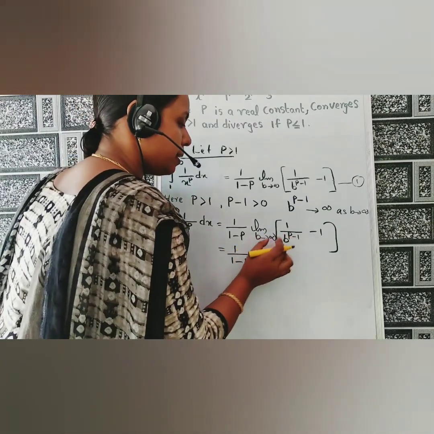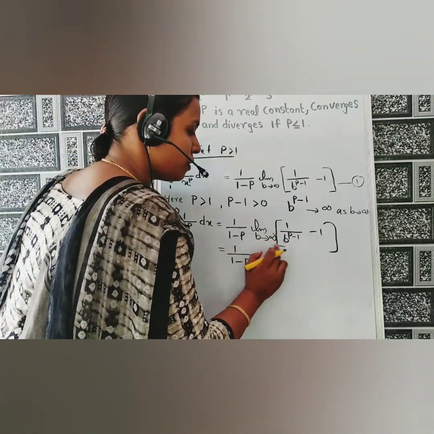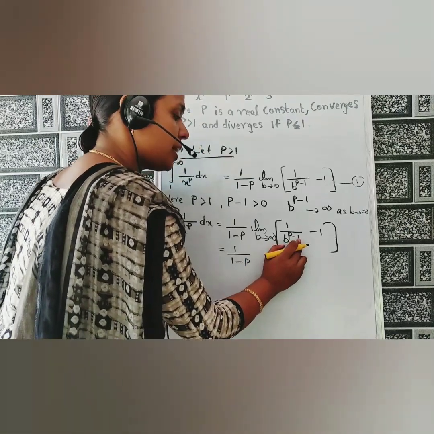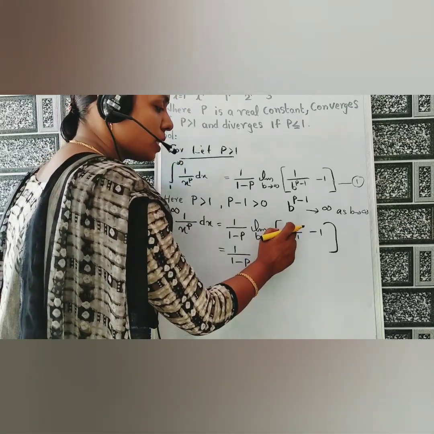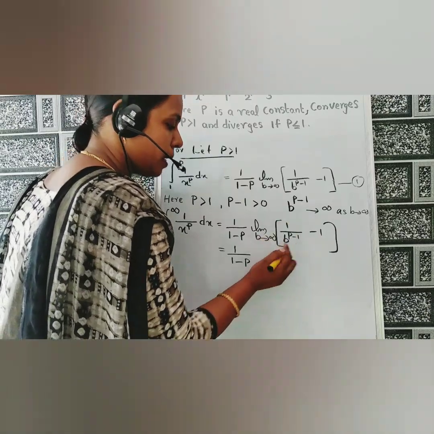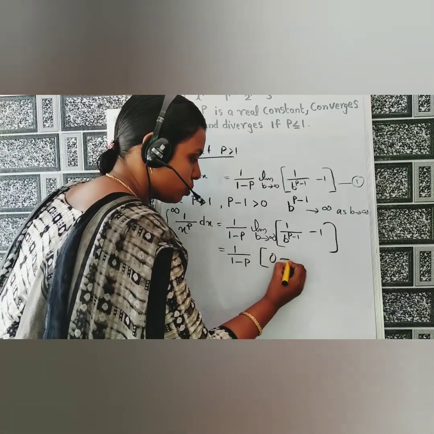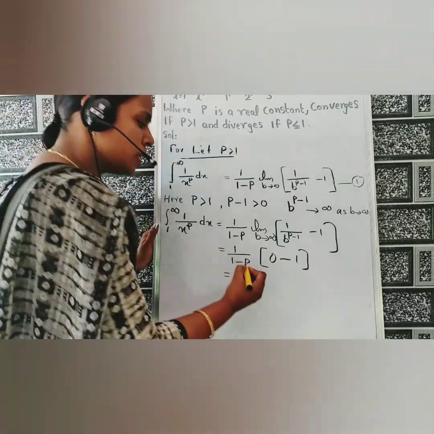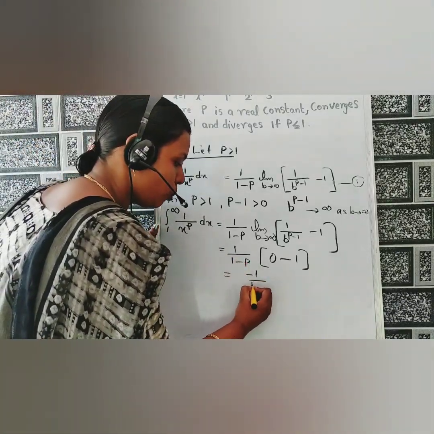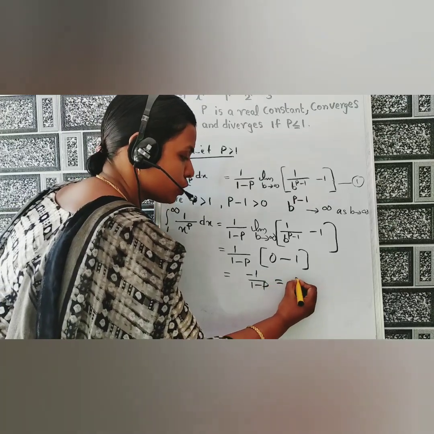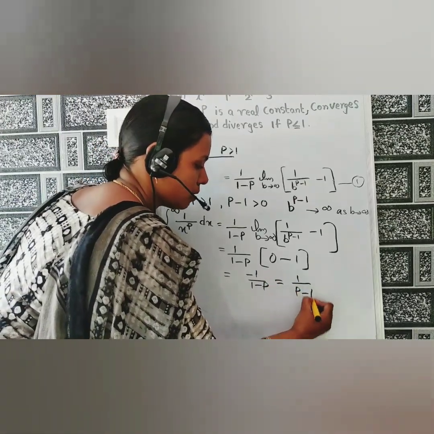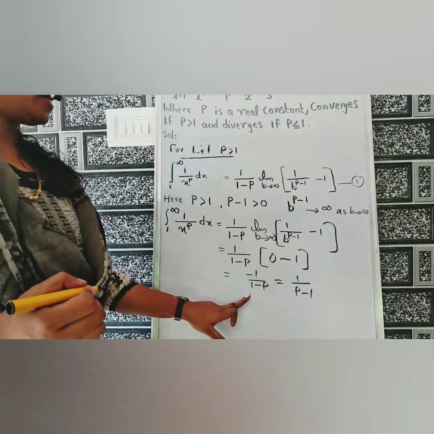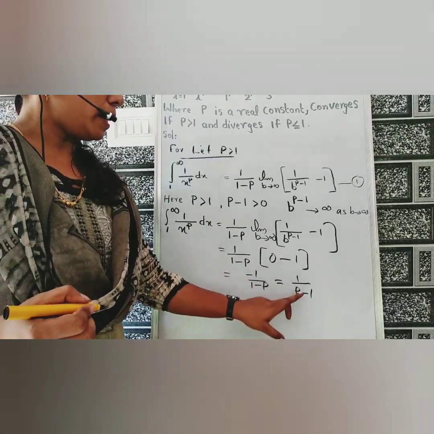Applying the limit, we get limit b tends to infinity 1 by b raised to p minus 1, that is 1 by infinity. 1 by infinity is 0, so 0 minus 1. That is equal to negative 1 divided by 1 minus p, that is equal to 1 by p minus 1.